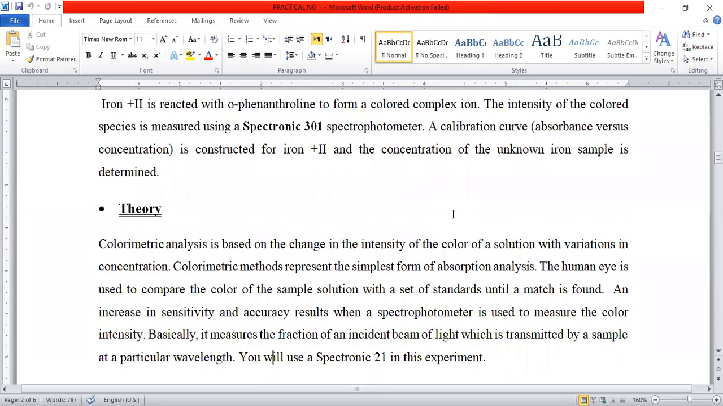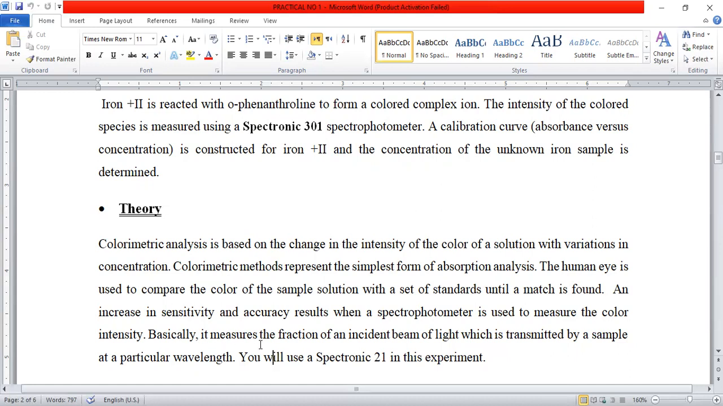The theory of practical is colorimetric analysis is based on change in intensity of color of solution with variations in concentration. Colorimetric method represents the simplest form of absorption analysis. The human eye is used to compare the color of sample solution with set of standards until a match is formed. An increase in sensitivity and accuracy result when a spectrophotometer is used to measure the color intensity.